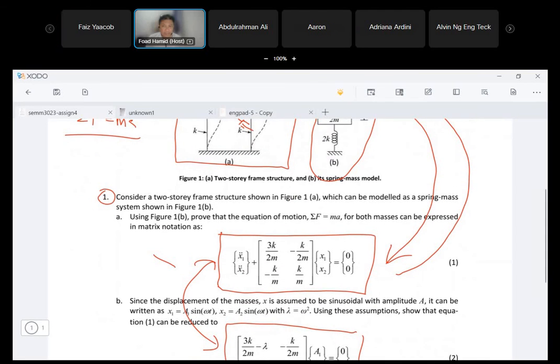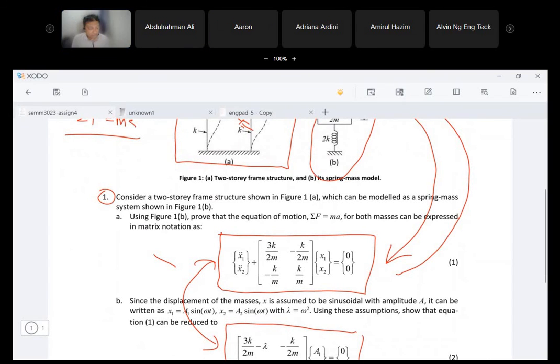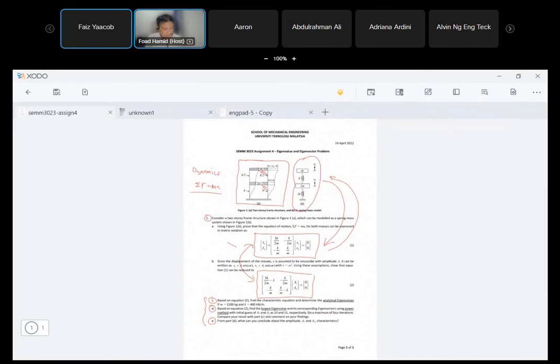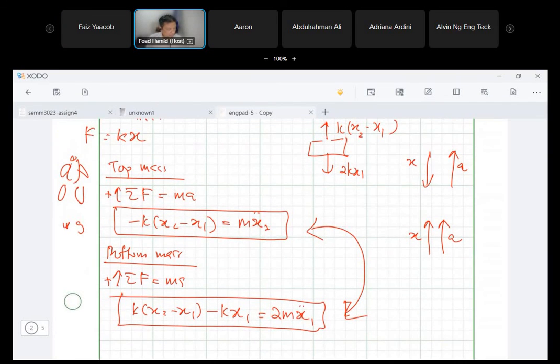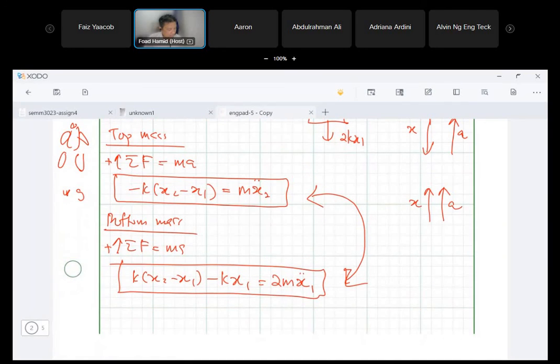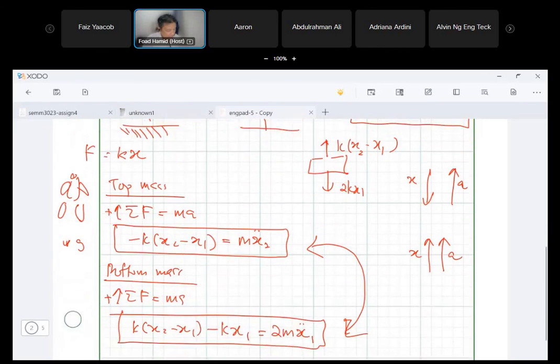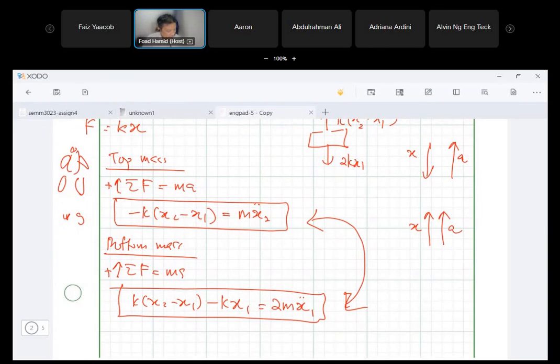Doctor, can I ask something? Yes. Who is this? Faiz. The bottom mass is negative 2k, right? Wait a moment. Bottom mass. Okay, negative 2k bottom. Oh, sorry. Okay, so top mass. Okay, this one is 2kx1. So this one. Is that the one?